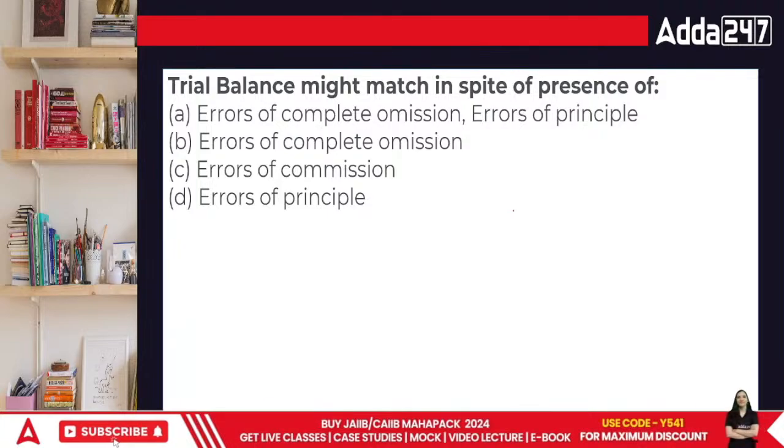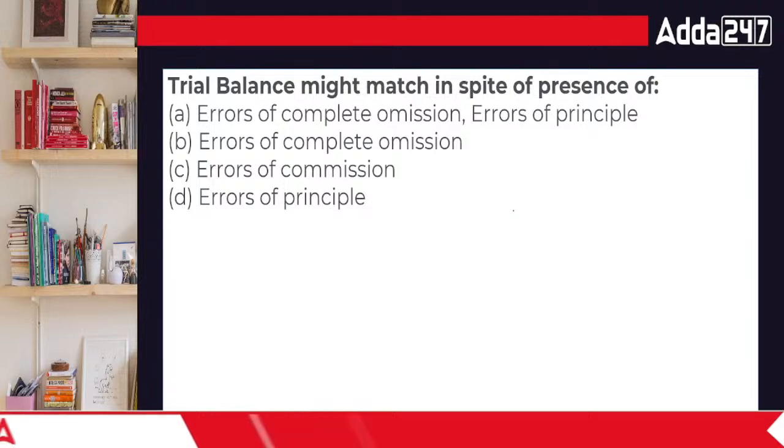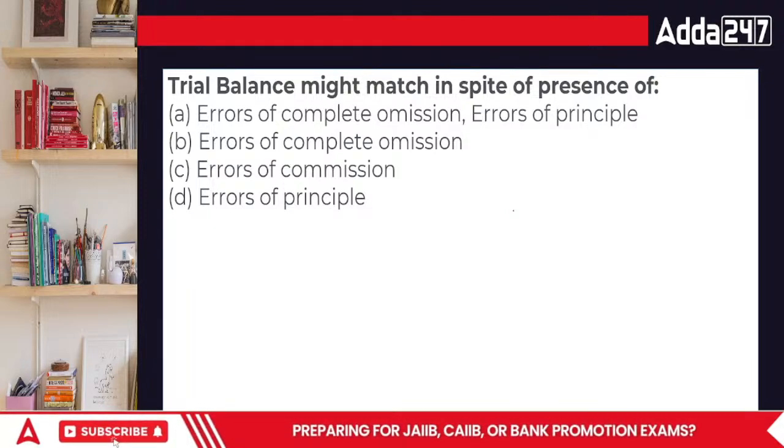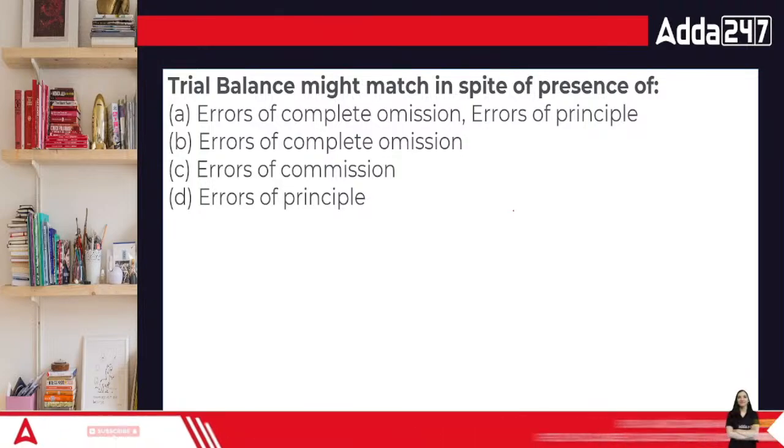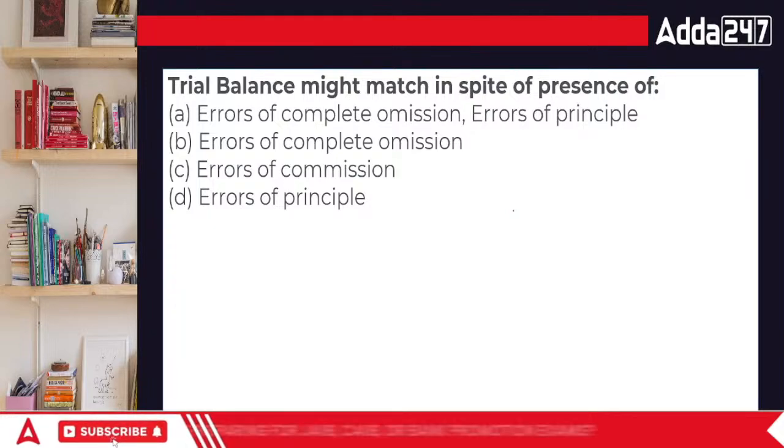So in this case, error of complete omission. Error of complete omission means you will not record the entire transaction. You will simply say that this entire transaction cannot be noted. Error of principle clearly says record only.